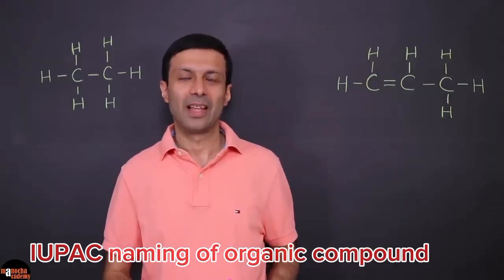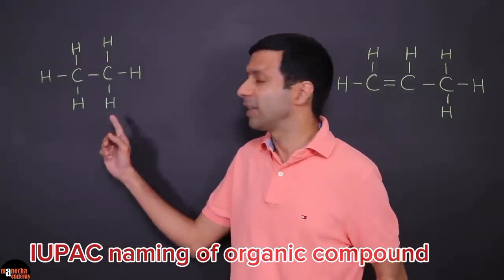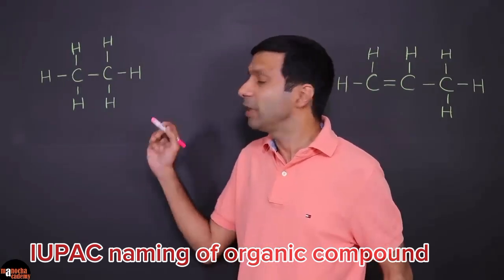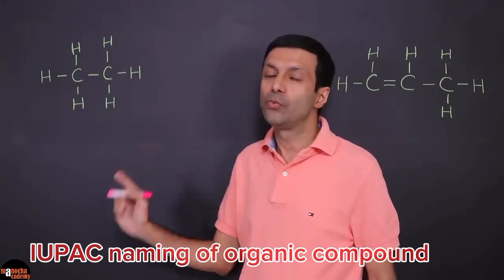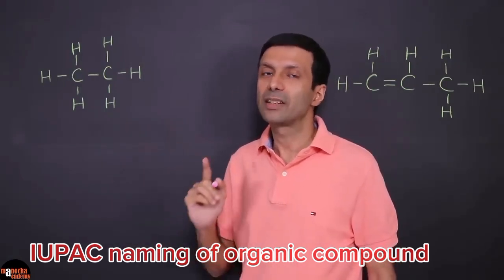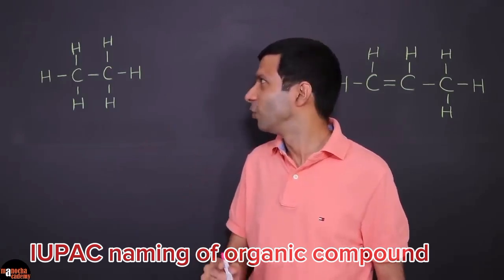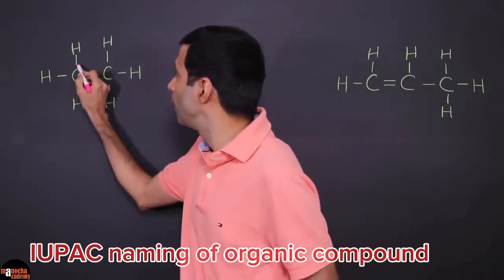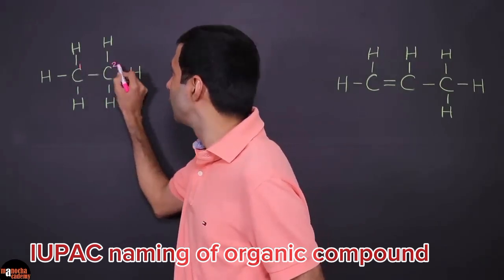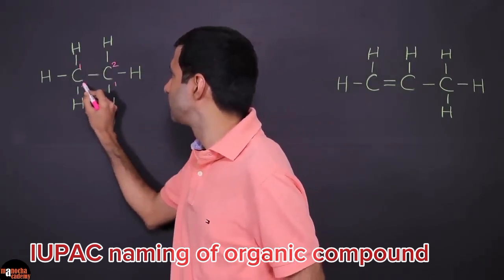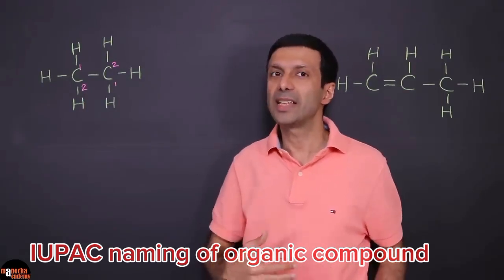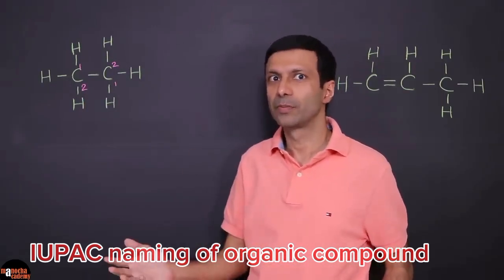Okay. Let's start with this simple example. So what do we have here? To name this compound, you need to first find the longest continuous carbon chain, which is these 2 carbons here. Now go ahead and number it forward and backward. Now why do we do the backward numbering? We'll discuss that later in the video.